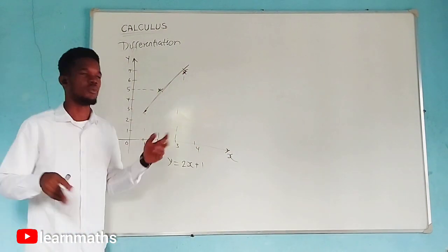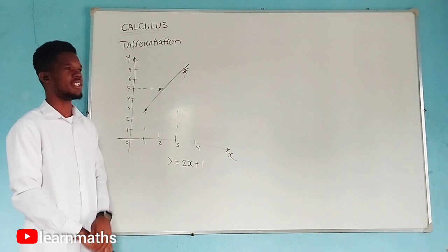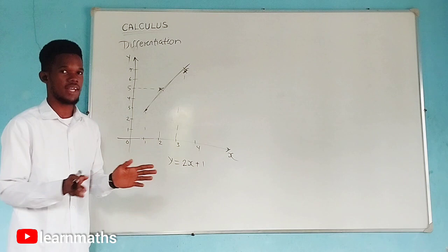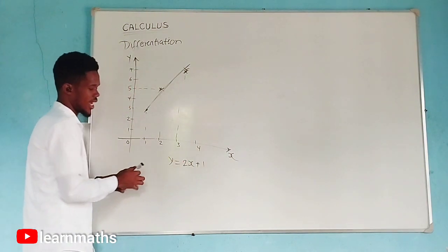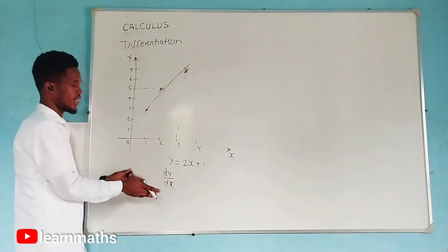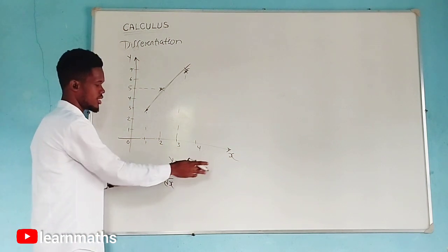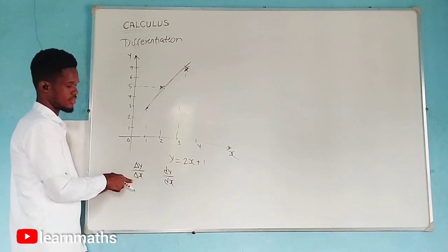Now, to answer that question without thinking too much or plotting this graph, this is what you do. If they ask you to find the rate of change in y with respect to x, they ask you to differentiate this equation. They ask you to find dy over dx, right? They ask you to differentiate this function. They ask you to find change in y with respect to x, right?